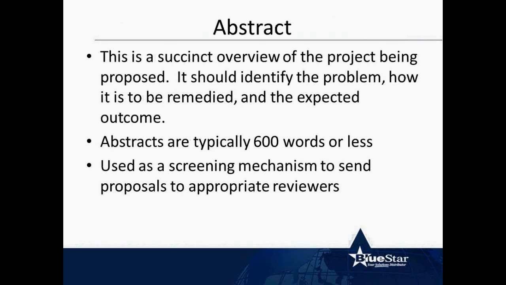Usually you're going to have to provide an abstract. This is just a snapshot of what the entire program and initiative is going to do. They're usually 600 words or less. And what you're trying to do in this small snapshot is identify the problem and how you're going to fix that problem, so to speak. And then lastly, what you expect to see when the problem is fixed. So the sort of deliverable or measurable outcome from your efforts in this grant initiative.